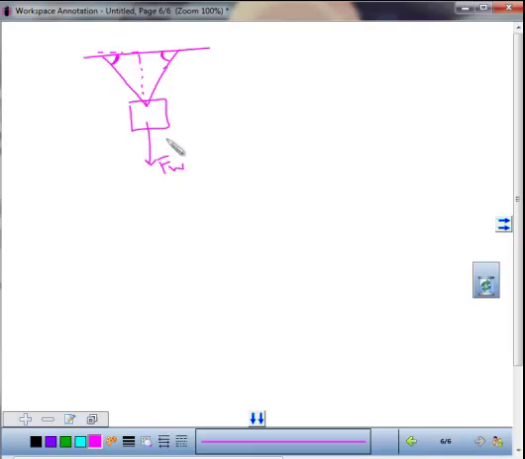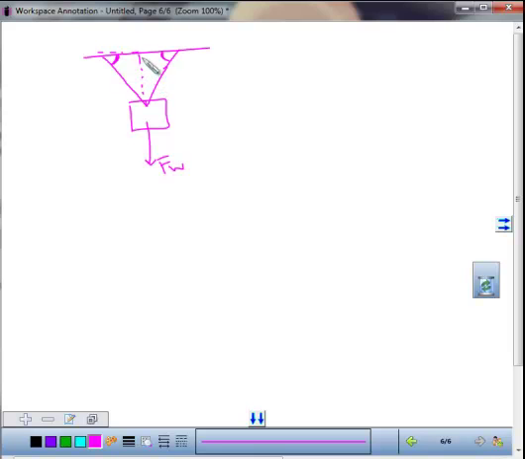The force of weight of the block has to be counteracted by the tension in the two strings. Because the tension in the two strings is at an angle, the vertical component for those two strings must add up to the force of weight.